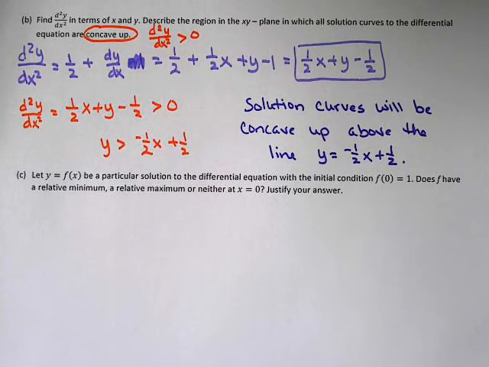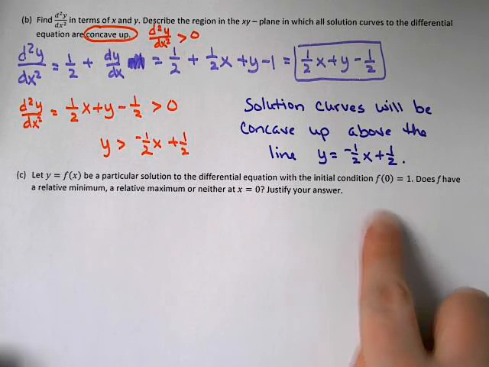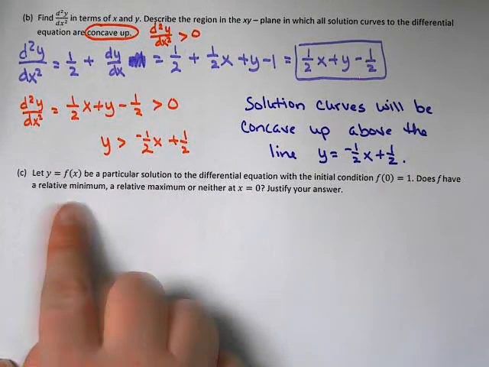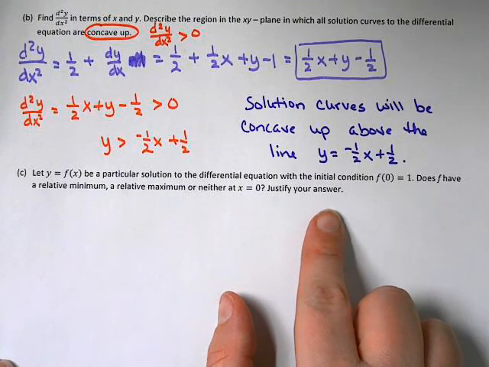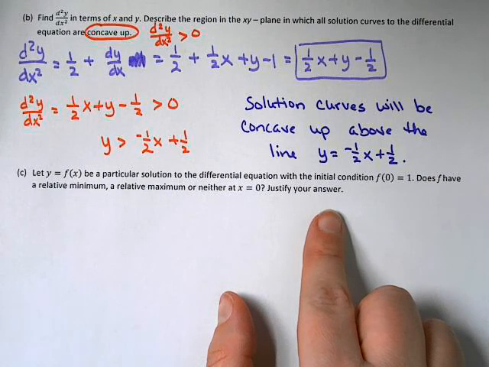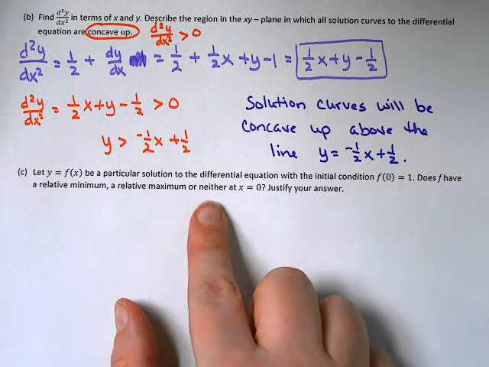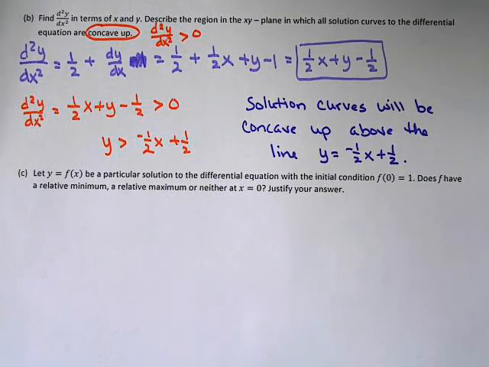So let y equals f of x be a particular solution to the differential equation with the initial condition of 0, 1. Does f have a relative minimum, a relative maximum, or neither at x equals 0? And justify your answer. Now, this is where we have to be really careful and we have to be smart. You do not have to solve this differential equation, okay? Don't go through all of that work. We have to remember that there are other ways to determine whether a function has a min or a max or neither. And we need to do that by looking at the first and second derivative.